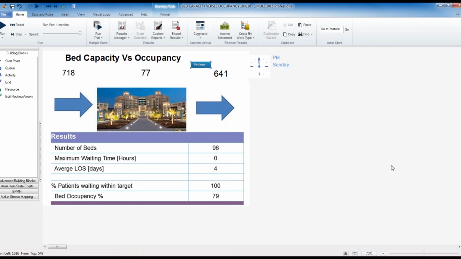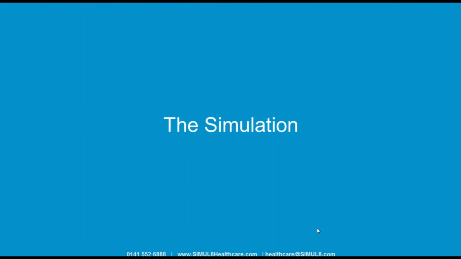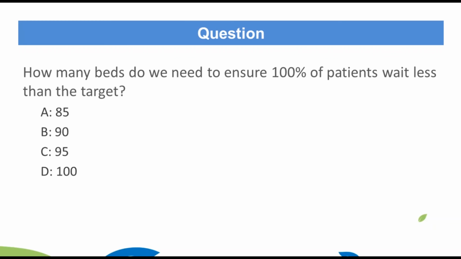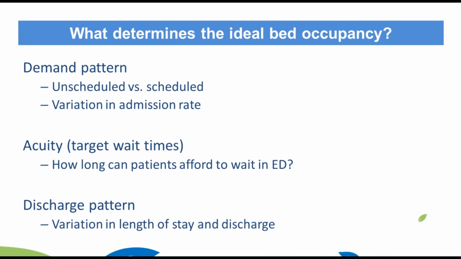There we go. Okay, so that would give us an occupancy of about 79%. So I think that was to answer the question. Yes, thank you. Right, so again, just to reiterate, what determines the ideal bed occupancy? Well, I think it is your demand pattern, i.e. scheduled versus unscheduled, emergency versus elective, etc. Any variation you have in your admission rate. Acuity, how long can patients afford to wait in the emergency department?